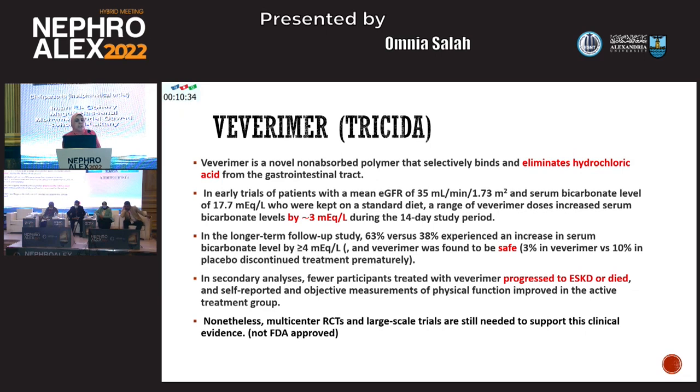Veverimer, or Tricida, is a new agent suggested to decrease metabolic acidosis. It acts in a very different way. It selectively binds and eliminates hydrochloric acid from the gastrointestinal tract. In preliminary studies, it was found that it might improve serum bicarb. It was found to be safe and to decrease the progression to end-stage renal disease or death. However, it's still not FDA approved, and we still need more RCTs and large-scale trials before using it.